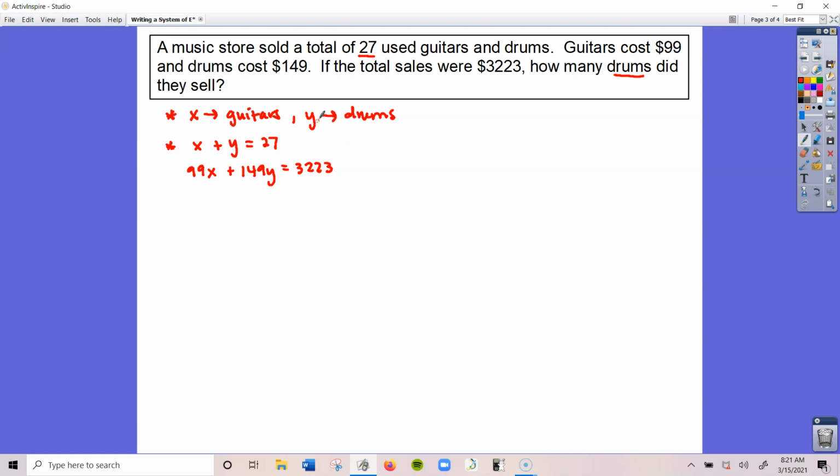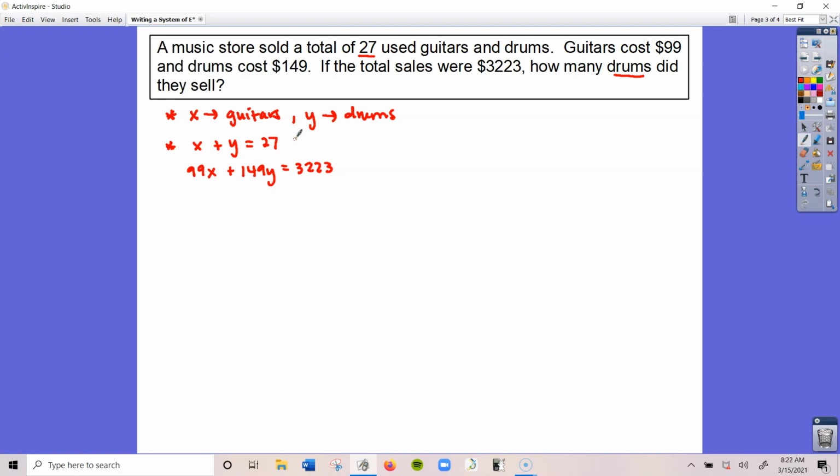Now, just keep this in mind. If you do not recognize how to do that, that's okay. You can solve for both. Just make sure that when you write your final answer, you are indicating how many drums were sold, not how many guitars were sold. And that's why we label our variables in the beginning, so we know what each one represents and we know how to answer the question appropriately.